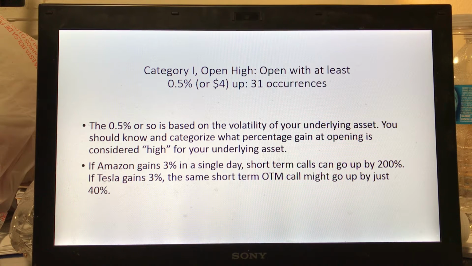But if a Tesla stock gains 3%, the same short-term out of the money call might just go up by 40%, because Amazon stock has a much lower volatility and is quite close, I believe, to the Nasdaq index. So a 0.5% up can be attributed as a high open level.